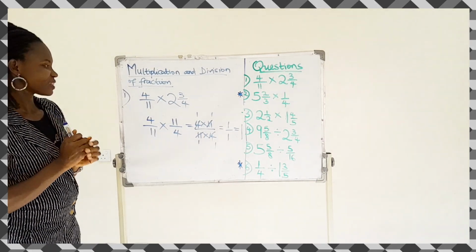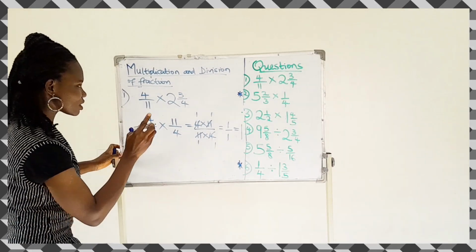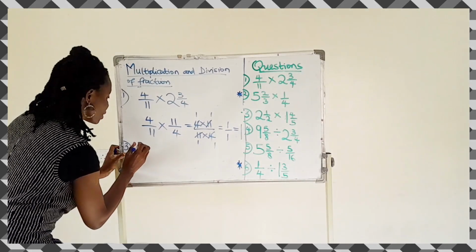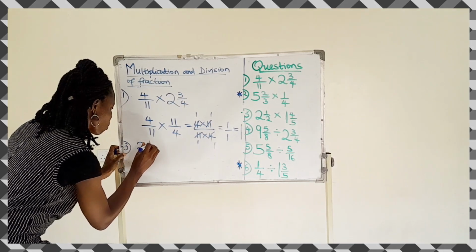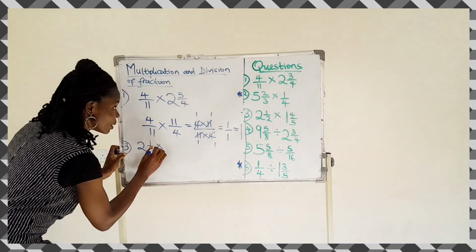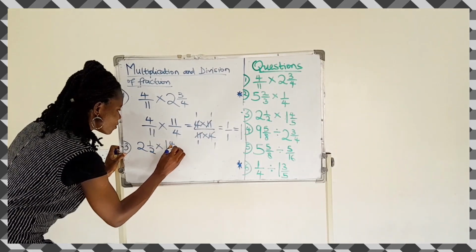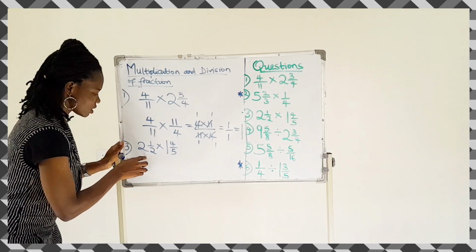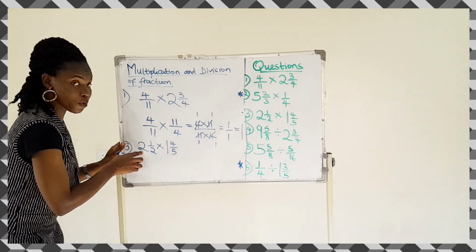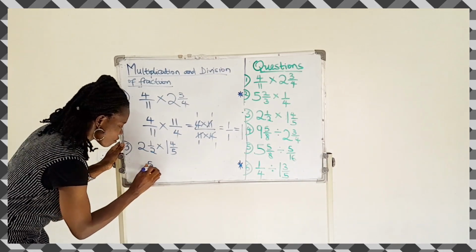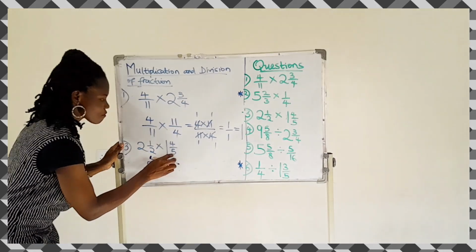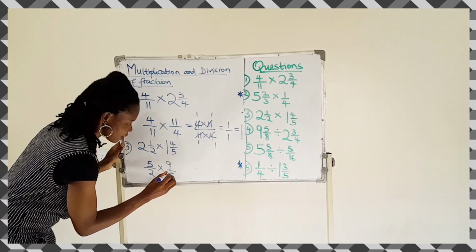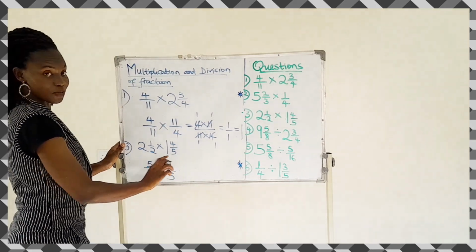Is that understood? Yes. Okay, let's look at number 3. Number 3, we have 2 whole number 1 over 2 times 1 whole number 4 over 5. As usual, we'll change it to improper fraction. We do 2 times 2, 4 plus 1, 5 over 2. Then 5 times 1, 5 plus 4, 9 over 5. So these are in improper fractions.